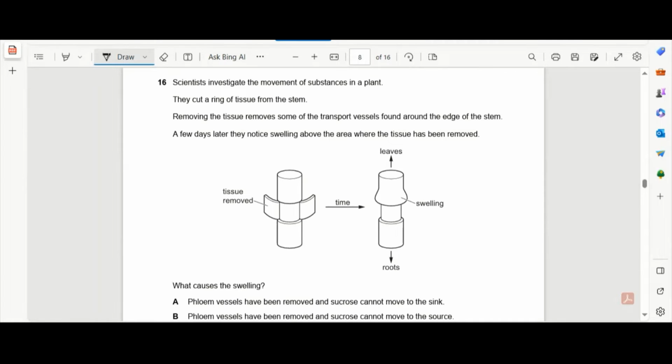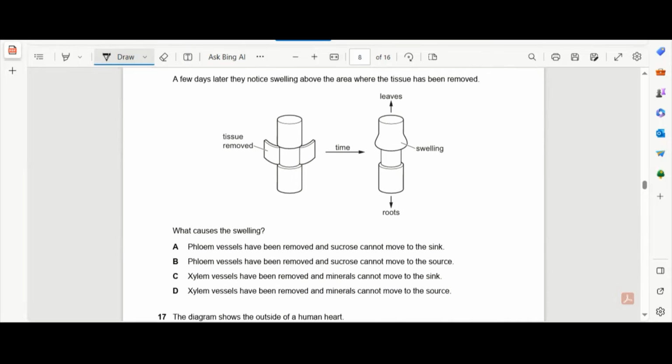16. Scientists investigate the movement of a substance in a plant. They cut a ring of tissue from the stem. Removing the tissue removes some of the transport vessels found around the edge of the stem. A few days later, they notice swelling above the area where the tissue has been removed. Okay, swelling is just about this place. Okay, what causes the swelling?